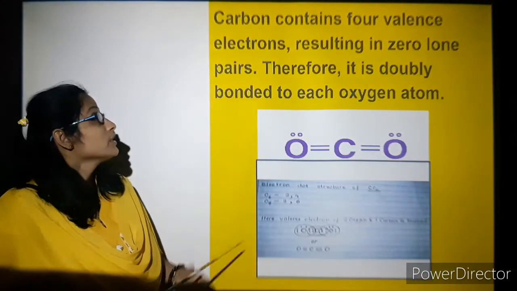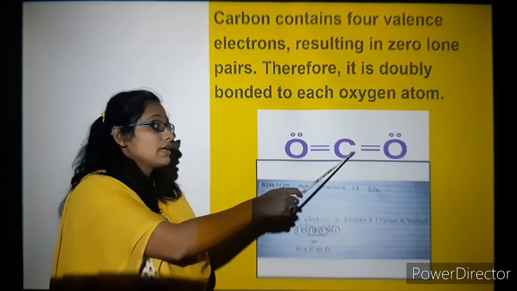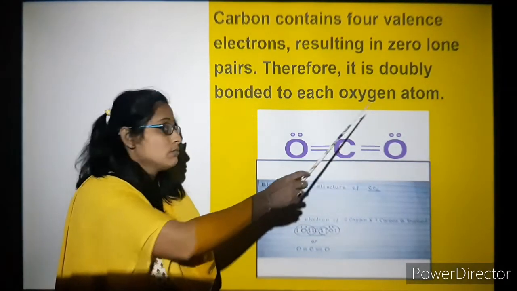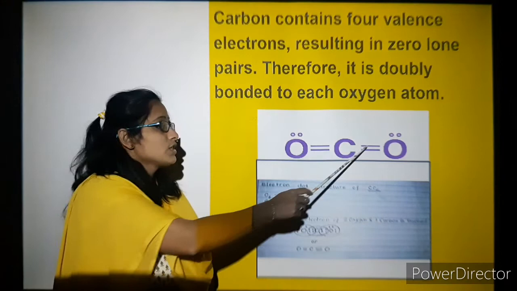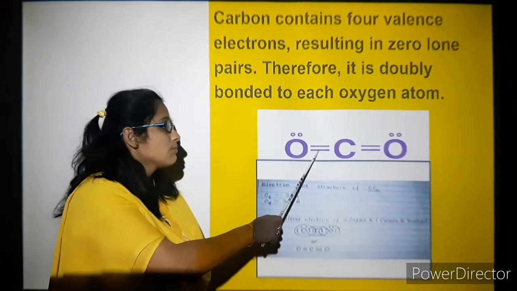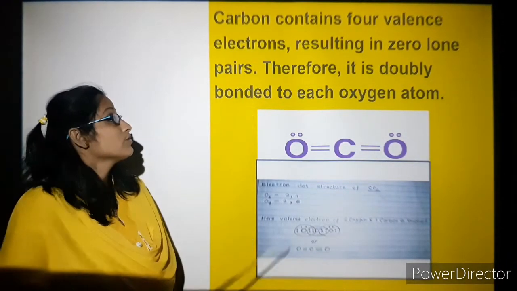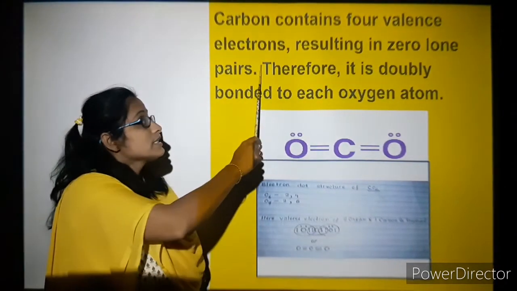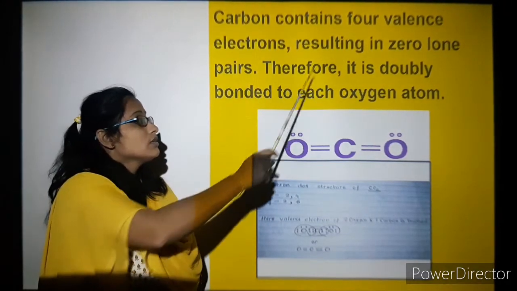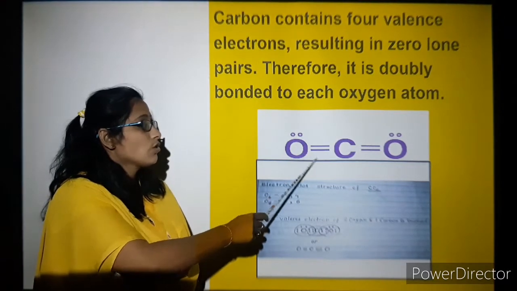Continuing, we can see that carbon is bonded to oxygen and also to another oxygen atom, so it forms a double bond here. You can see that two pairs of oxygen and carbon combined together will form an octet configuration. So it contains 4 valence electrons, resulting in 0 lone pairs. You can see that lone pairs are not there here.